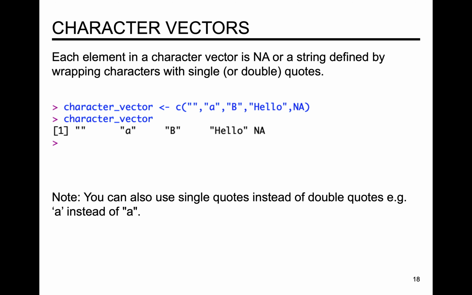Let's talk about character vectors. Each element in a character vector is either NA or a string defined by wrapping characters with single or double quotes. I put a simple example on the screen where I use the C function to create a character vector. The first element is the empty string, and the last element is not available.